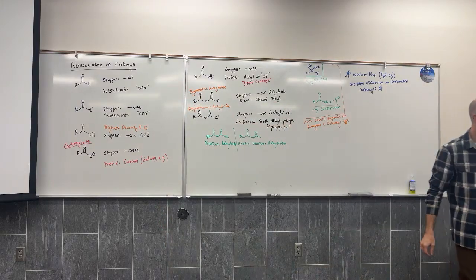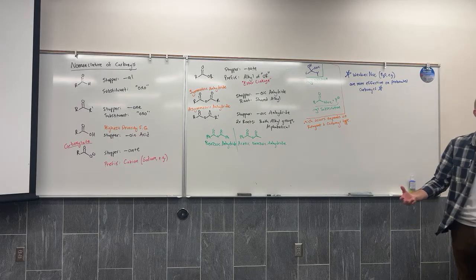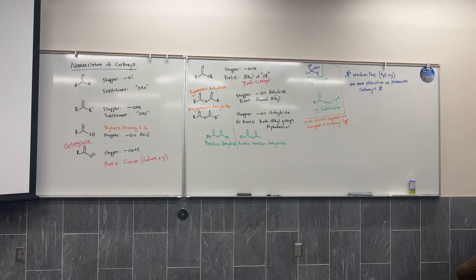Benzoic anhydride on the left, because both sides of the anhydride share that benzoic acid chain. And on the right, one half of the anhydride is benzoic, but the other half is acetic. So it's acetic benzoic anhydride. You get two roots, and they both get their own suffix. Great.